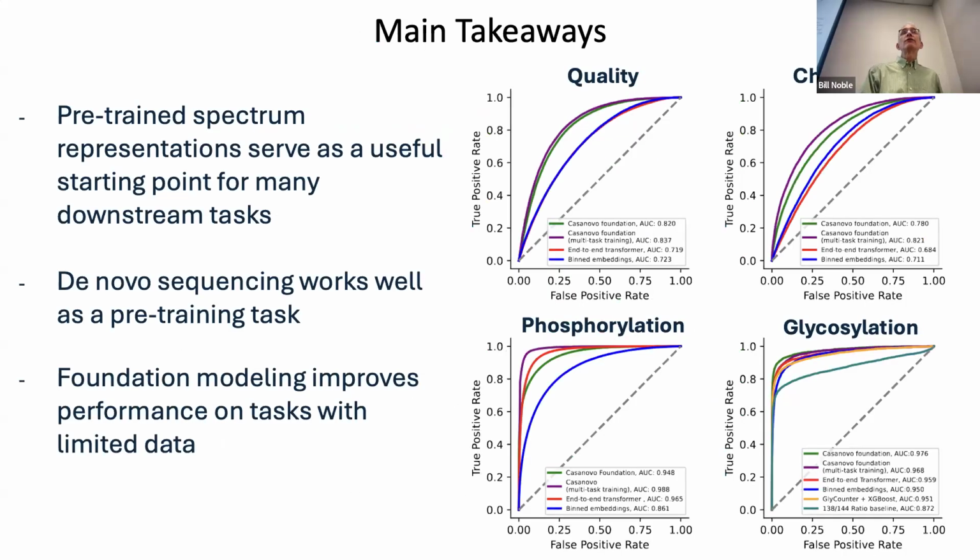So that's the main takeaway from this part of the talk, which is that you can take this pre-trained spectrum representation and repurpose it for a variety of different downstream tasks, and that in general, the foundation modeling improves performance on cases where you are data limited.